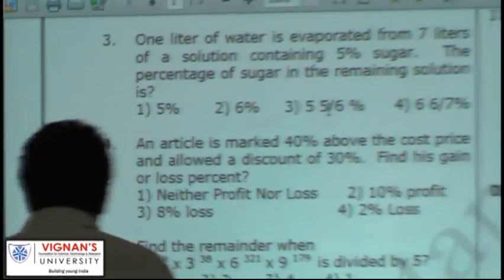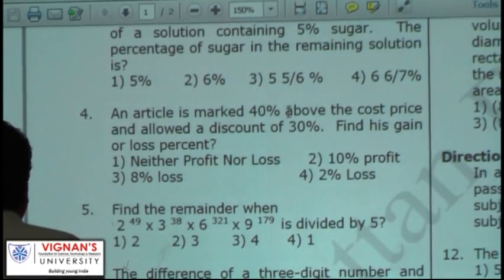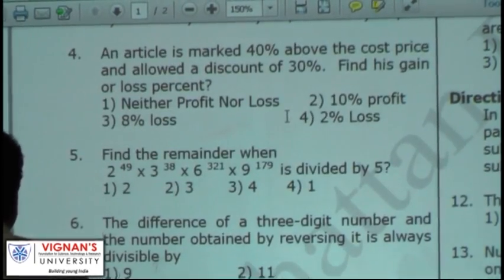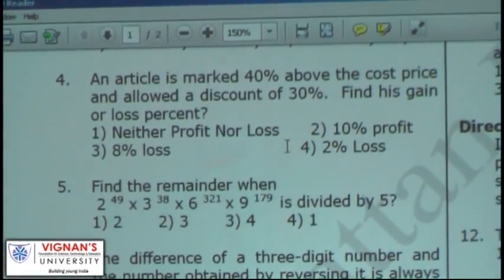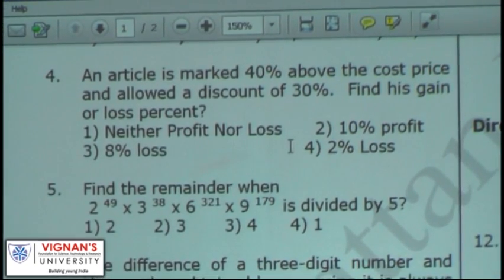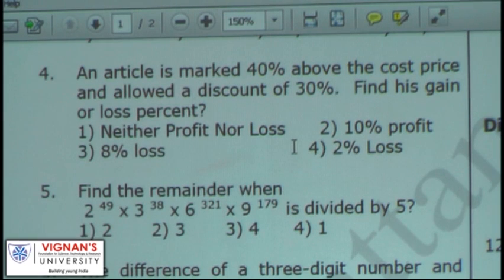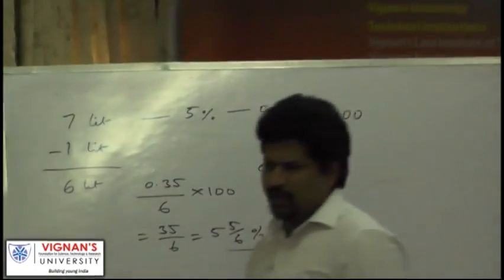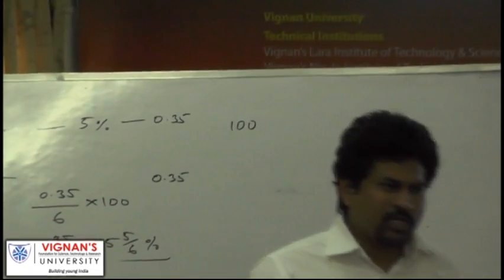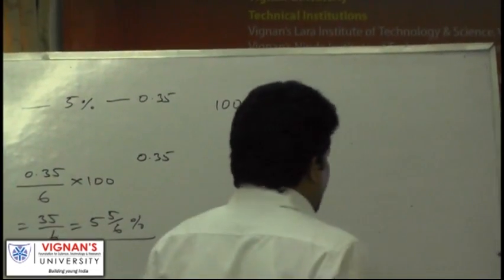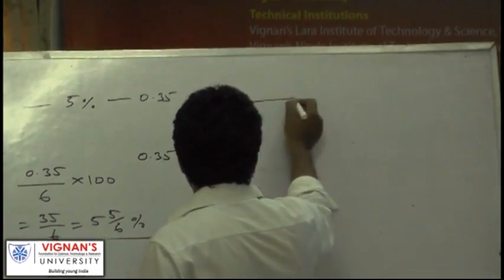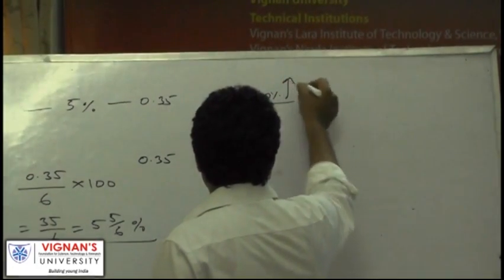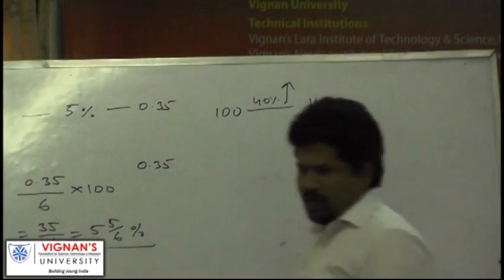Next one. What is the next one? An article is marked 40% above the cost price and allowed a discount of 30%. Find is gain or loss percent. An article is marked 40% more than the cost price. Suppose cost price is 100. It is marked at 40% above the cost price. So it is marked at 140.